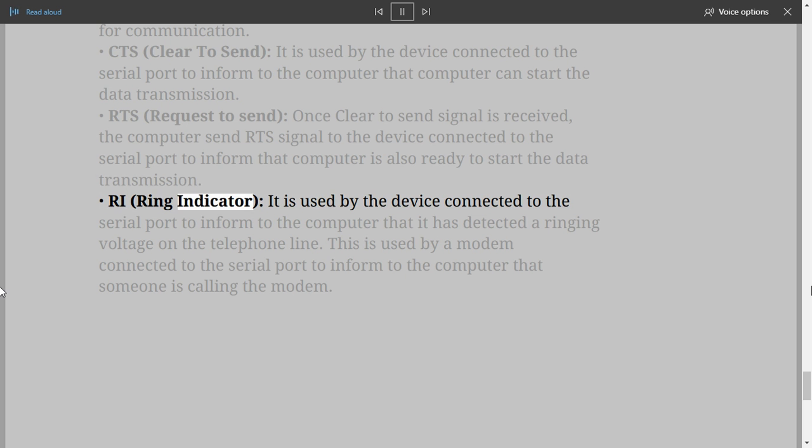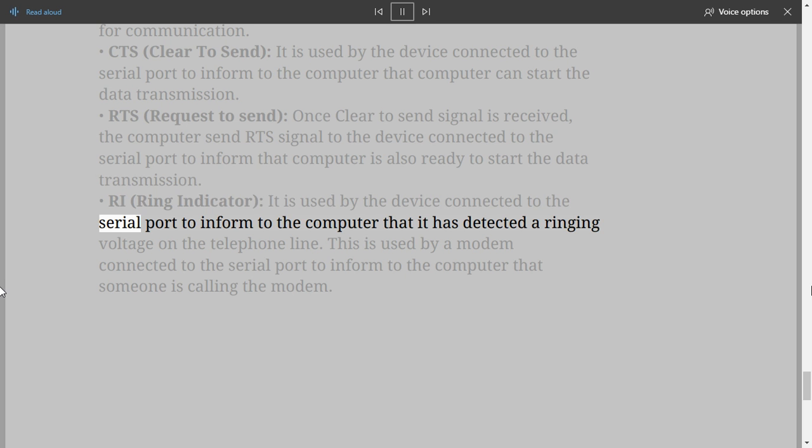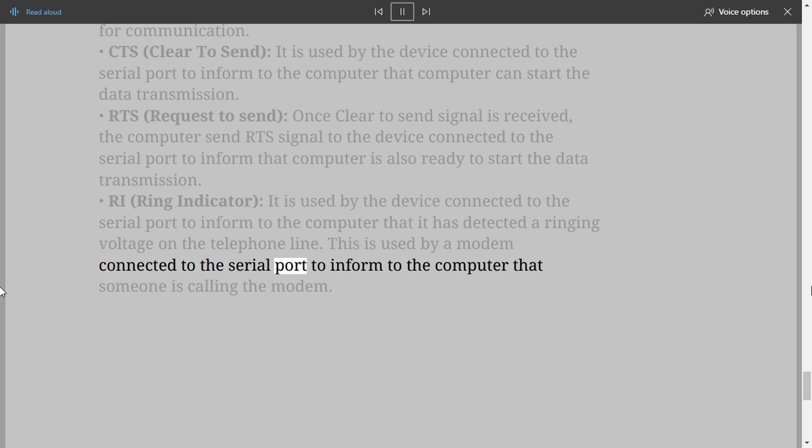RI, ring indicator. It is used by the device connected to the serial port to inform the computer that it has detected a ringing voltage on the telephone line. This is used by a modem connected to the serial port to inform the computer that someone is calling the modem.